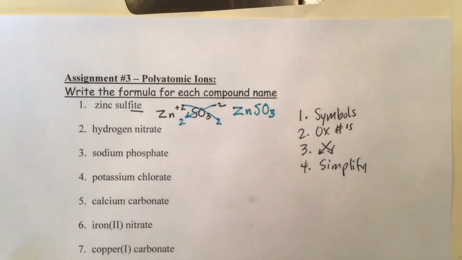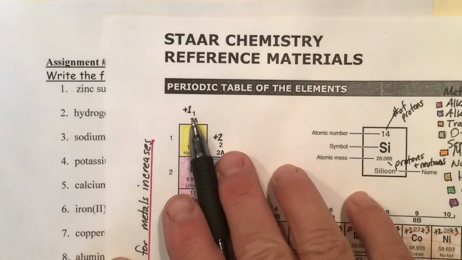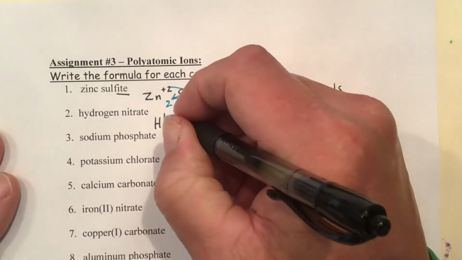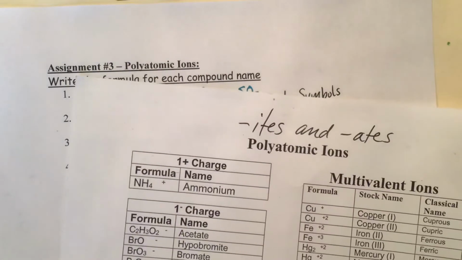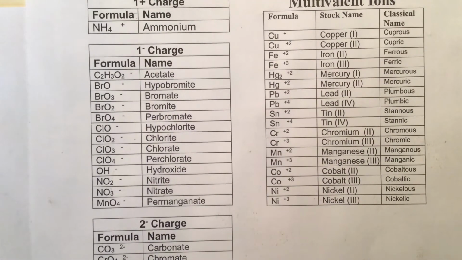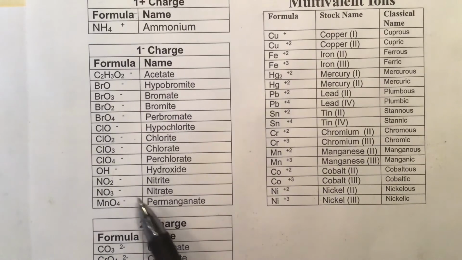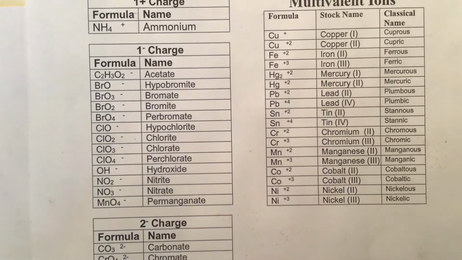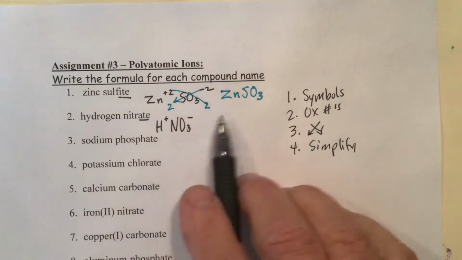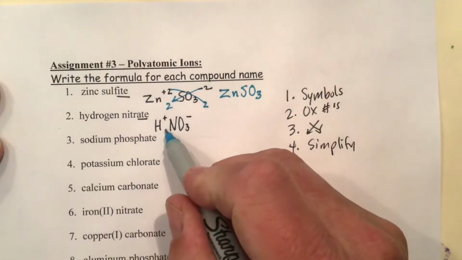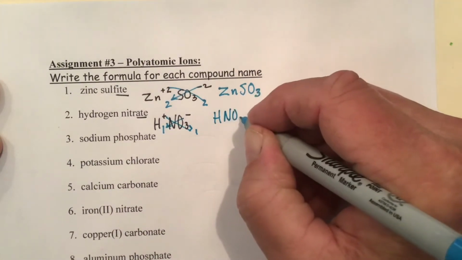Hydrogen nitrate. Hydrogen is H, and we look on our periodic table, and hydrogen is going to be a +1. And then we look at nitrate. Hey, that ends in ate. Let's look at our ites and ates, and we'll look for nitrate. And we see, by the way, they're listed by charge, and they're also listed alphabetically. So here's nitrate. Nitrate is NO3 with a -1 charge. So +1, -1, when we crisscross the charges, that means a 1 comes over here and a 1 comes over there. This is just going to be HNO3.